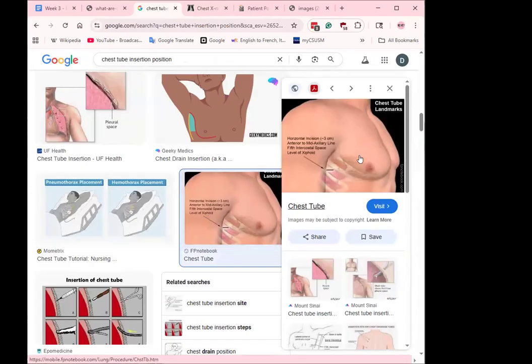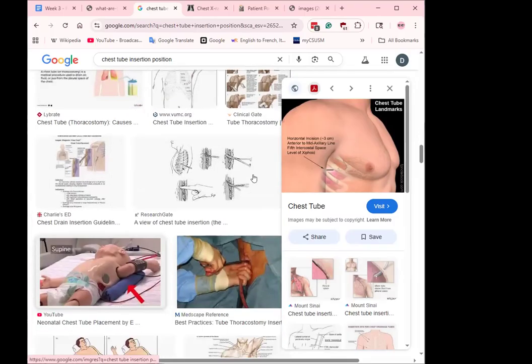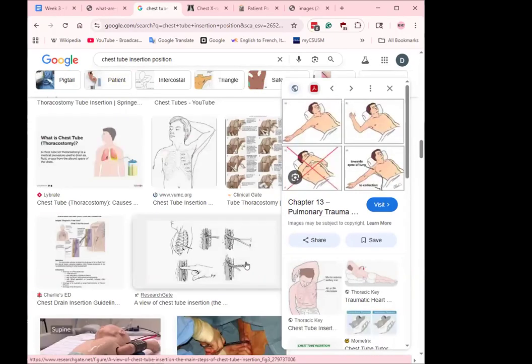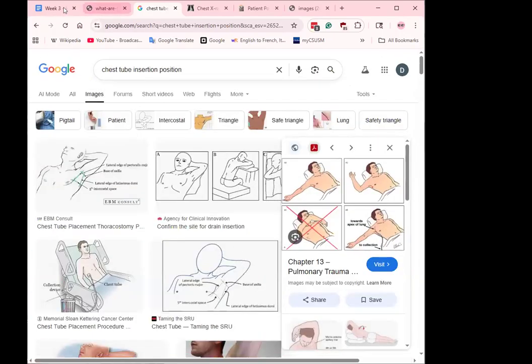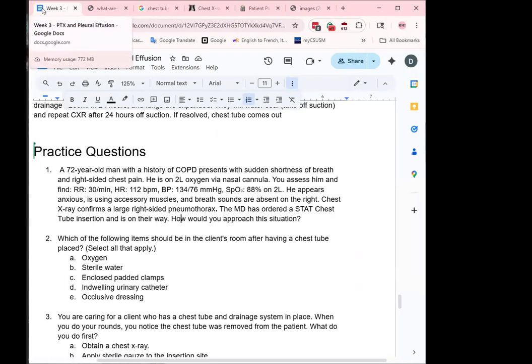I was right. Fifth intercostal space. You don't have to know that, but they lift up, expand that area, and put it in. So yeah, that's a different positioning for the chest tube insertion versus the thoracentesis. But yeah, those are all good approaches.